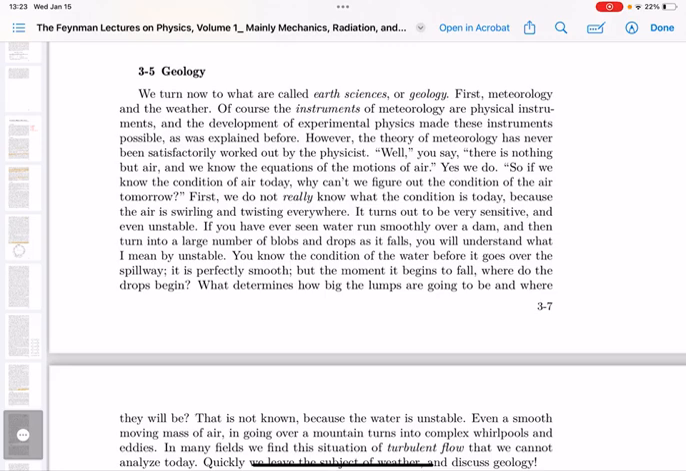Well, you say there is nothing but air, and we know the equations of the motions of air. Yes, we do. So if we know the condition of air today, why can't we figure out the condition of the air tomorrow? First, we do not really know what the condition is today, because the air is swirling and twisting everywhere. It turns out to be very sensitive and even unstable.